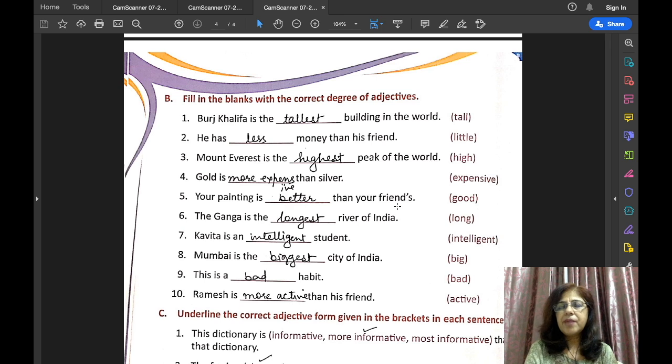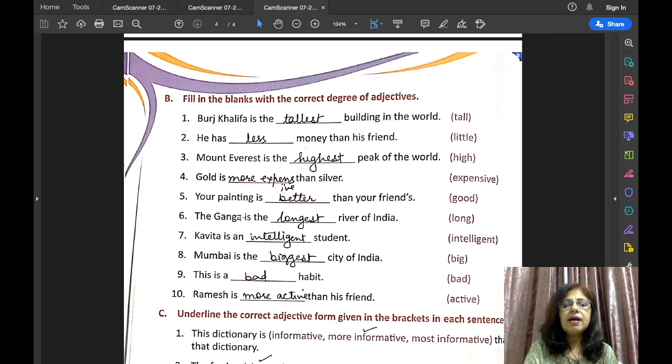Your painting is dash than your friend's. Again, the comparison is between two, your painting and your friend's painting. So we will use the comparative degree of good, and the comparative degree of good is better. Your painting is better than your friend's.